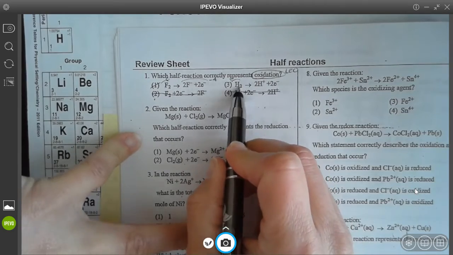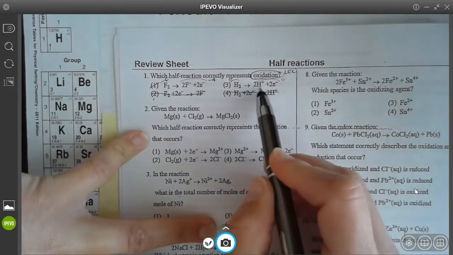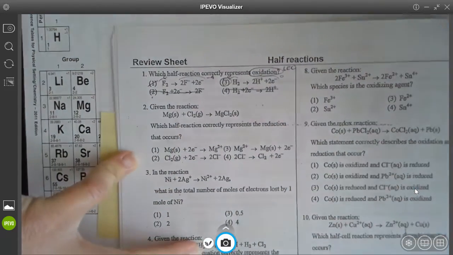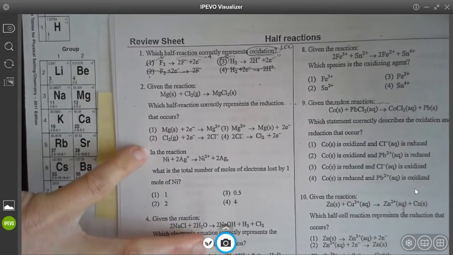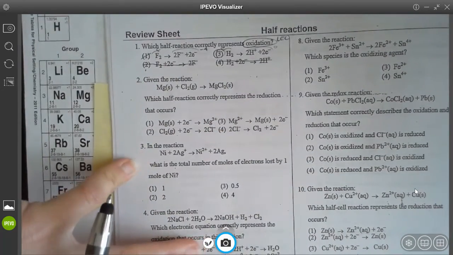Hydrogen not bonded to anything is 0. We've got 2 positives and 2 negatives. That's going to be an overall of 0. 2 positives, 2 negatives gives us 0. So our answer is going to be 3. So that's one way these questions could ask for the reduction, but you can usually cross out 2 and then look for the balancing.